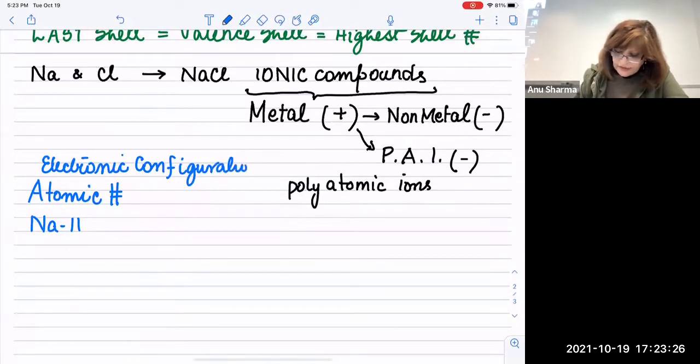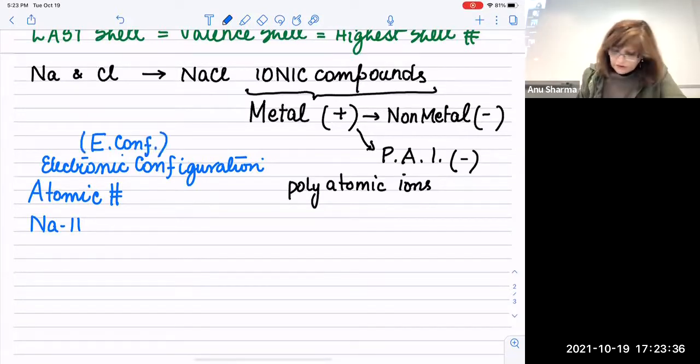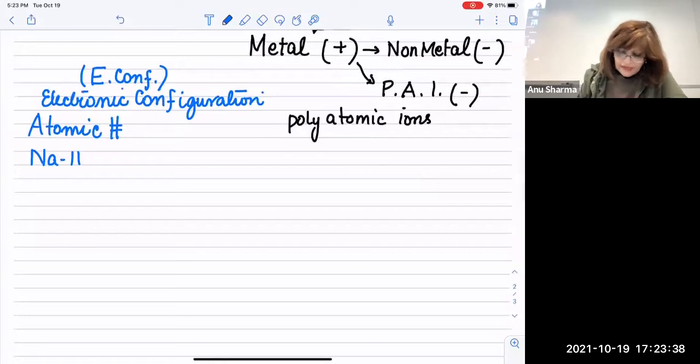So I'm going to just write down EC config, econf. Okay, so this is what it means, electronic configuration. Okay, so sodium, atomic number 11. Okay, that means we are looking at 11 electrons to place.